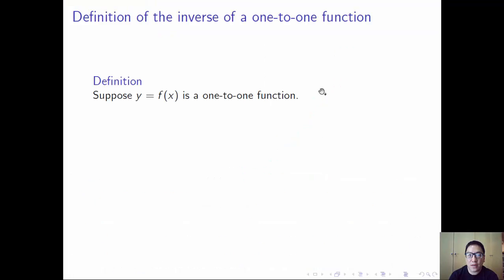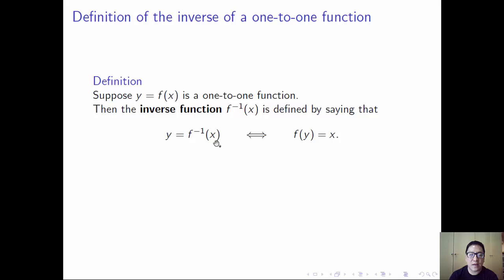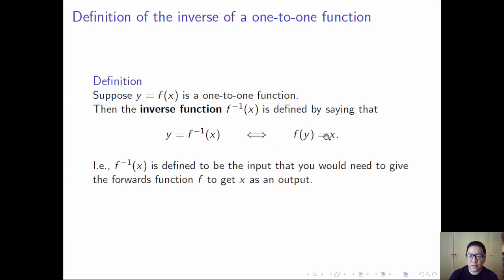Okay, so now we turn to the definition of the inverse of a one-to-one function, one example of which we just saw. So suppose y equals f of x is a one-to-one function, then the inverse function f inverse of x is defined by saying that y is equal to f inverse of x if and only if f of y equals x. In other words, here's a more verbal and less equation-y way of looking at this. f inverse of x is defined to be the input that you would need to give the forwards function in order to get x as an output.